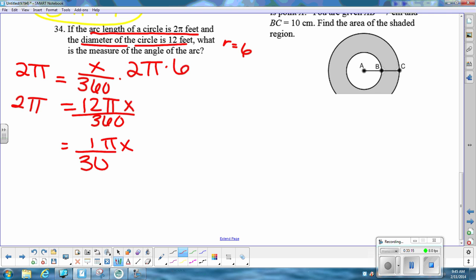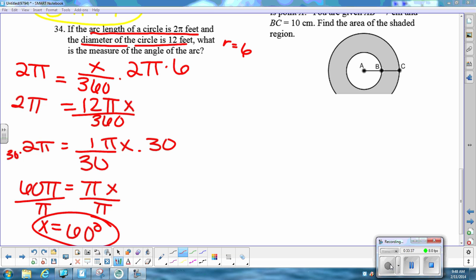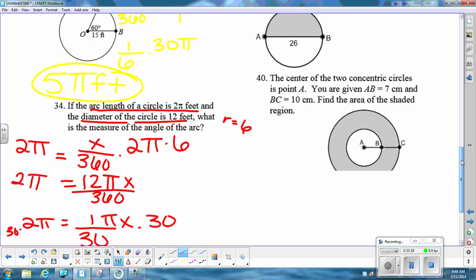And pi x equals 2 pi. Multiply both sides by 30. I get 60 pi equals pi times x, divide by pi. So x is 60 degrees. Wait, I am wrong. Hold on. So yes, number 34 is 60 degrees.